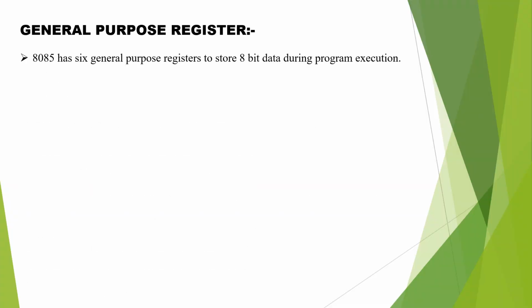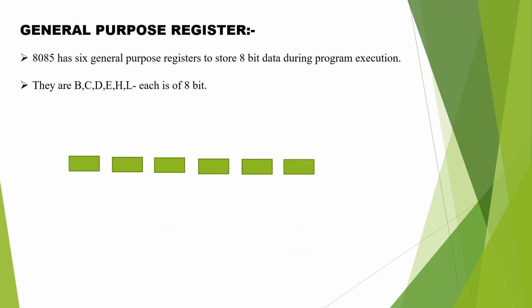There are 6 general purpose registers in 8085 which are used to store 8-bit data during program execution. So whenever we want to work with 8-bit data, we pick up the 6 general purpose registers. They are B, C, D, E, H and L. Each is of 8 bits. So these are my 6 general purpose registers.